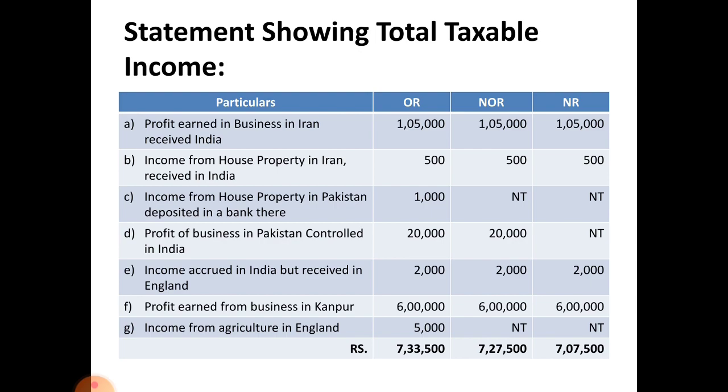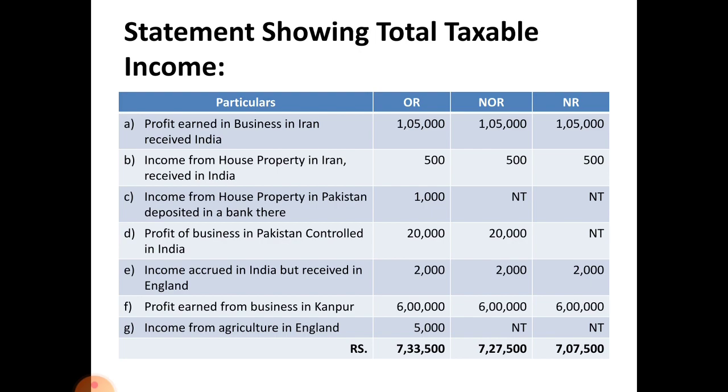When you add all these amounts, under ordinary resident the taxable income is 7,33,500, under not ordinarily resident the total taxable income is 7,27,500, and non-resident 7,07,500. So like this you have to solve the problem.